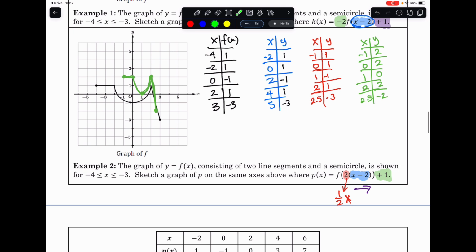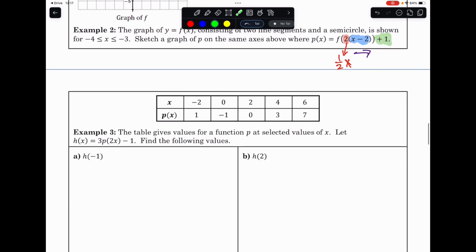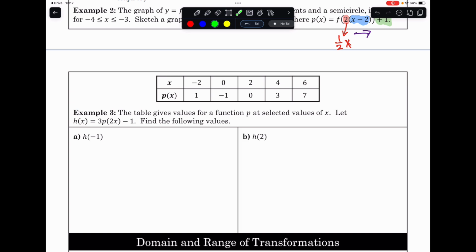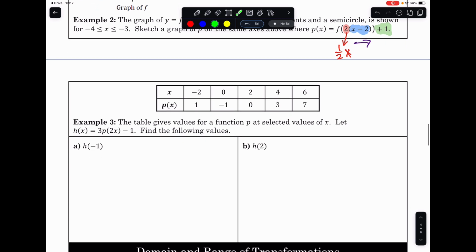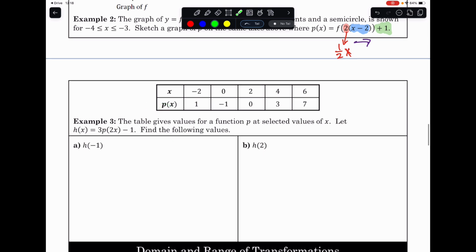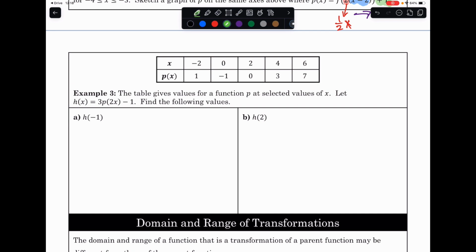Okay, now let's talk about how do we evaluate a function which is the result of transforming another one. There's two options. I can create a new table just like I created a new graph here by seeing how this function is going to be transformed by this notation here. And now we'll create a new table of x and y values from this current function p. So let's do it that way first. So here, before I can figure out what h of negative 1 is, I have to figure out what's going to be the new table for x and the new table for y for this function h.